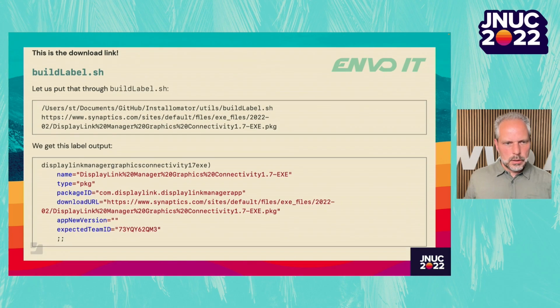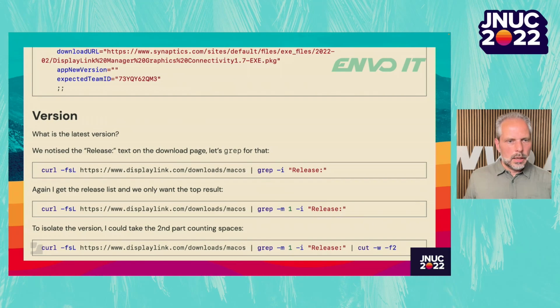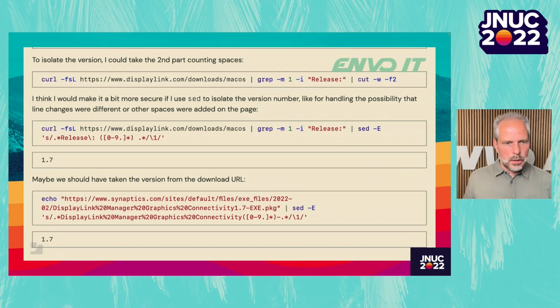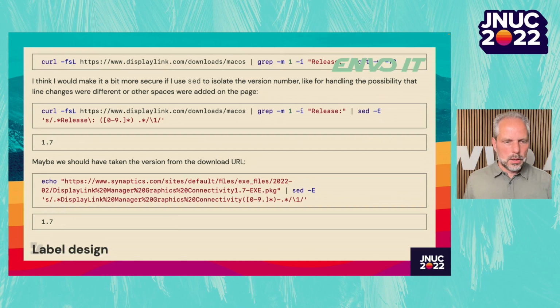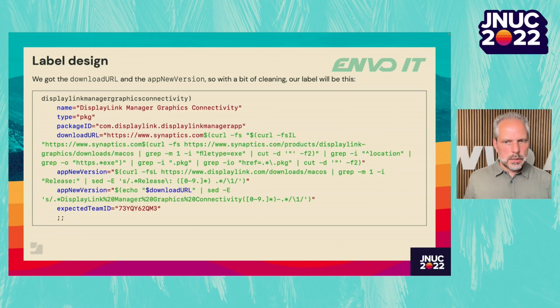So this is the download link, and I can now use the build label to find what has been built from the label. Then I can use a version to find this, and I do some of the same mechanisms to find it on the first page. But I could also just find the version out of the download link in this situation. That would probably be a better option. So in the end, I will design the label like this. And this is very advanced. I included both app new versions in this situation. We could have used both, but that was it.